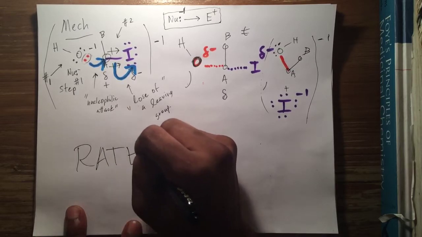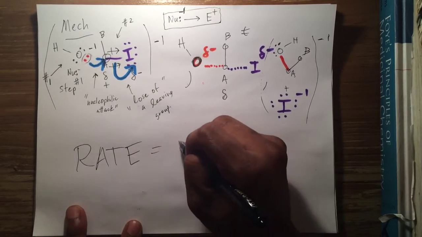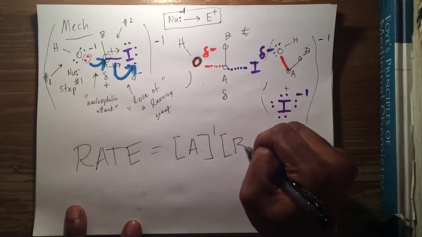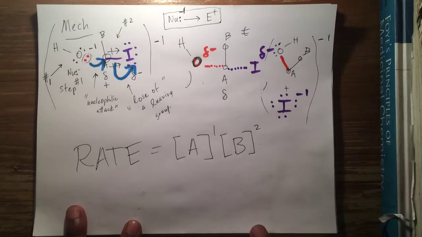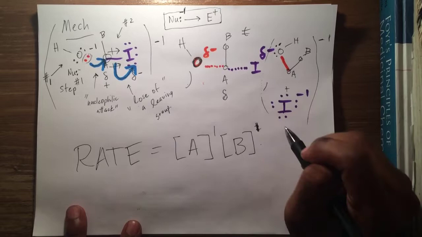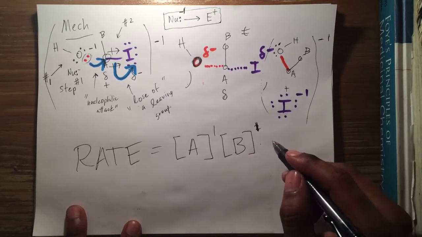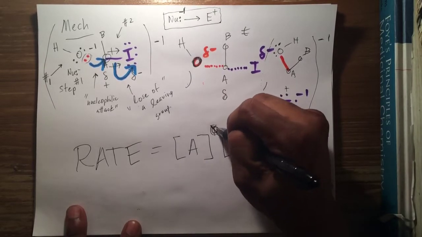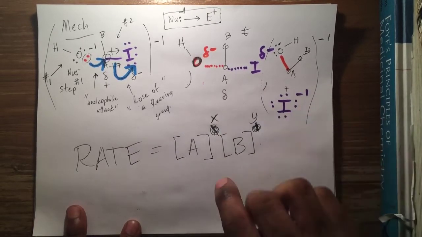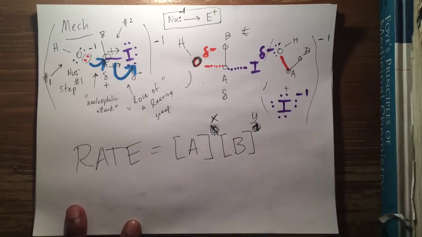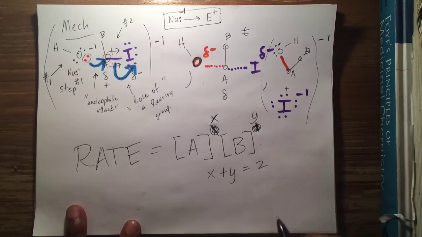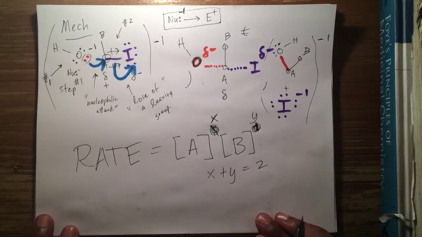We said that it was second order. So we would expect that the rate would be some A molecule times some B molecule. Let's not worry about those numbers. Let's say that this is X right here, and this is Y. That's A to the X power and B to the Y power. Well, in this reaction, we assume that X plus Y is equal to 2. And that's true. Let's talk about why it's true.